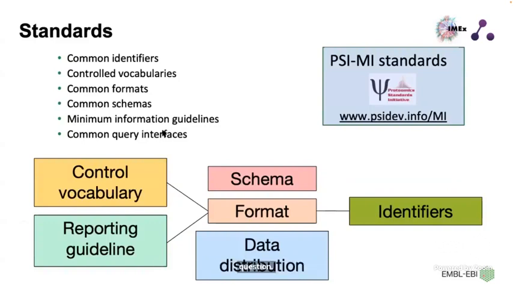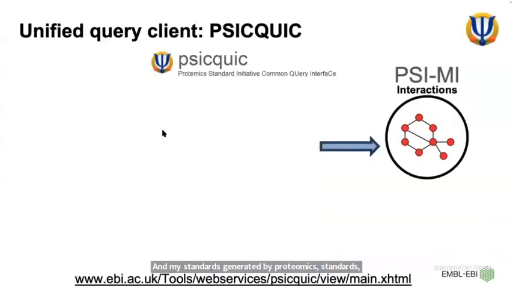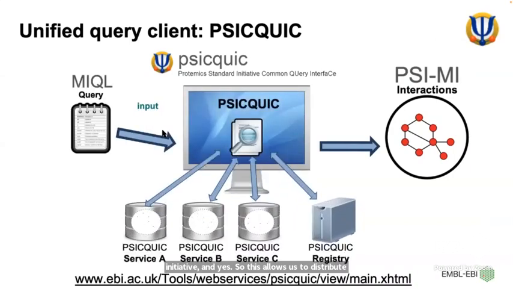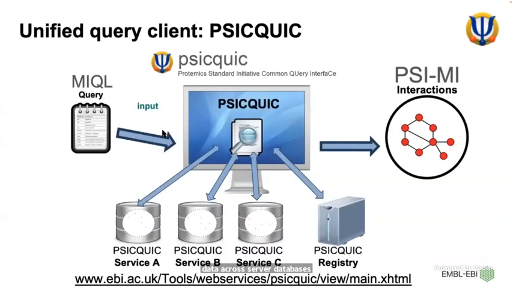So this work is backed up by generating common identifiers, vocabularies, formats, and schema by PSIQUIC standards generated by the Proteomics Standards Initiative. And yes, this allows us to distribute data across our databases. So, PSICQUIC query. PSICQUIC is our unified Proteomics Standards Initiative common query interface, which allows data to be disseminated.